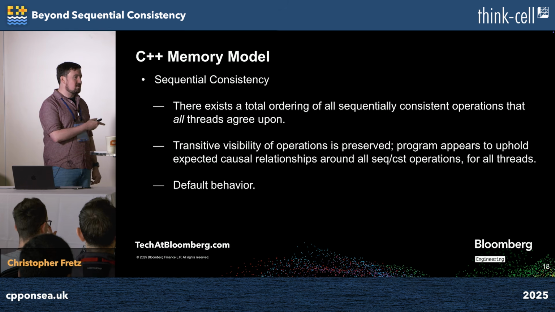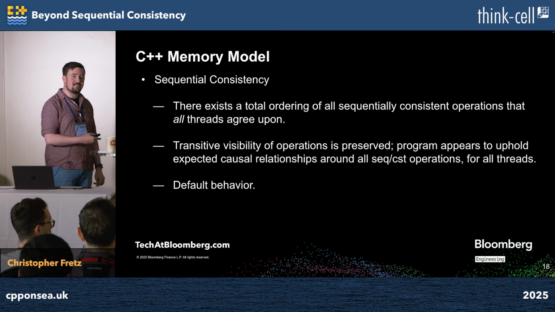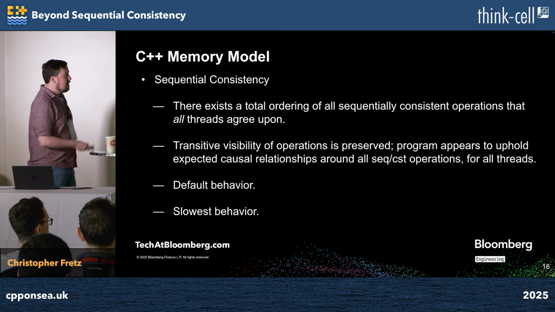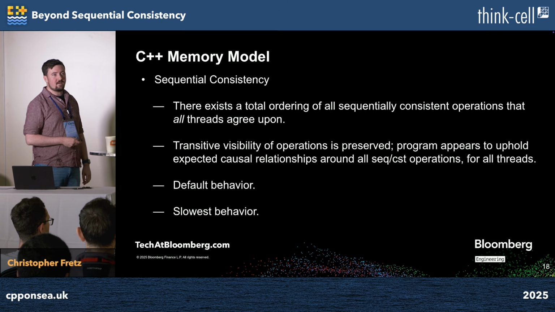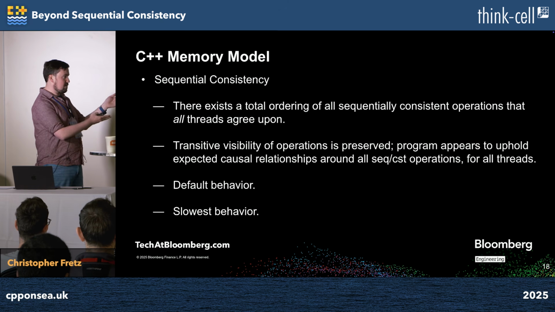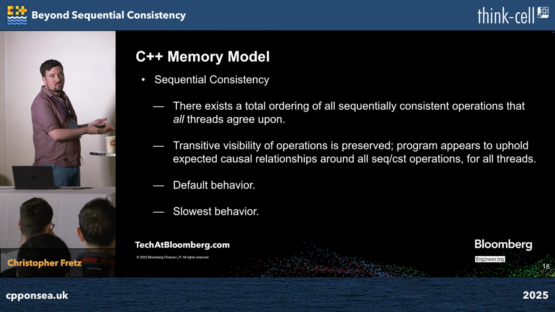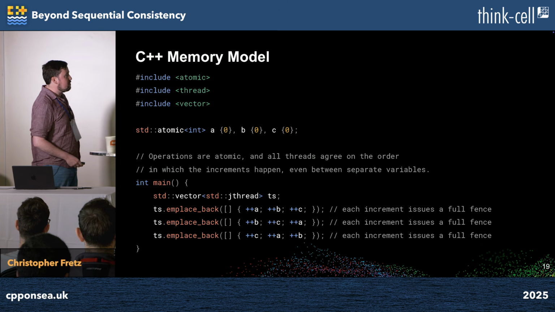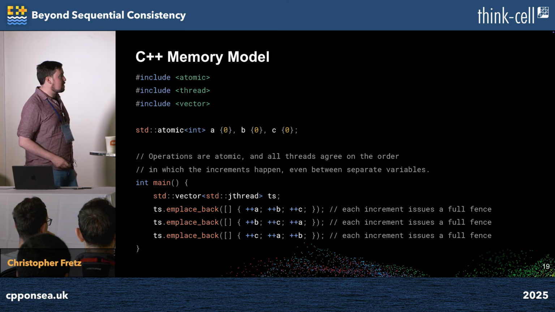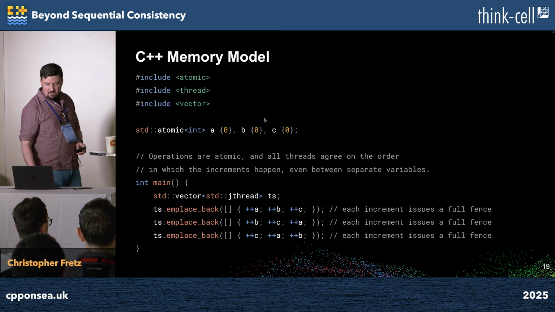I think this is a situation where we actually do have a good default, which is a nice thing to see. But it is also the slowest behavior. And so there's actually a fairly substantial cost that comes with this. But this is a reasonable default because it means your program does what you thought it would for the most part. And so to take a specific example here, here we have 3 global atomic integers that are just initialized to 0 at the beginning of the program.